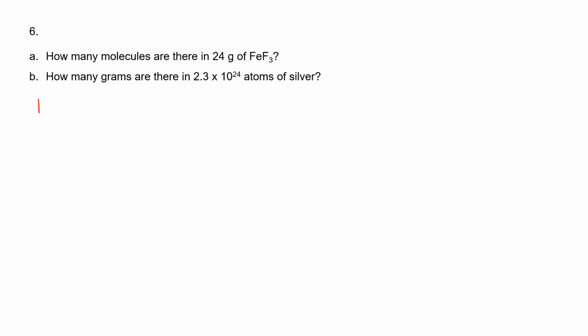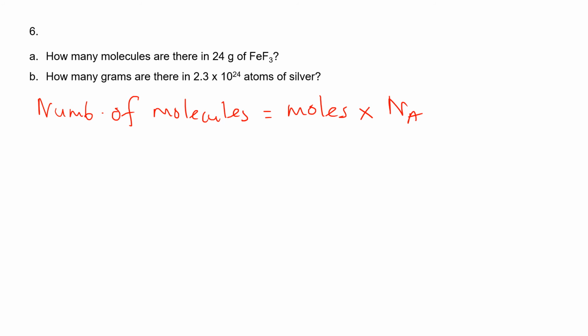Okay, first one, you have to know the formula, how to calculate the number of molecules. Okay, so number of molecules equals moles times Na. Na is the Avogadro number, and second formula is mole equals mass over molar mass. Okay, molar mass or RAM, relative atomic mass.